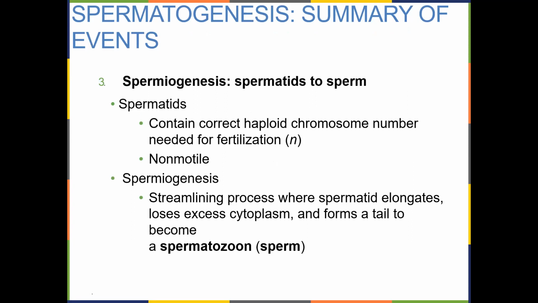The spermatids that we formed have the right number of chromosomes, but they don't have any tail. They don't have any ability to move. So they continue the process of spermatogenesis, spermiogenesis, where the spermatid develops a tail and becomes a spermatozoan, which is the sperm cell.